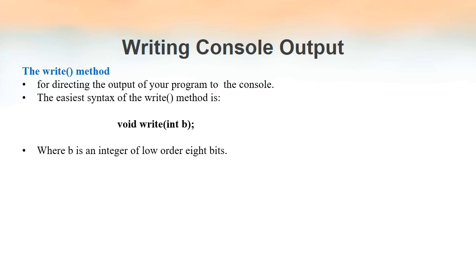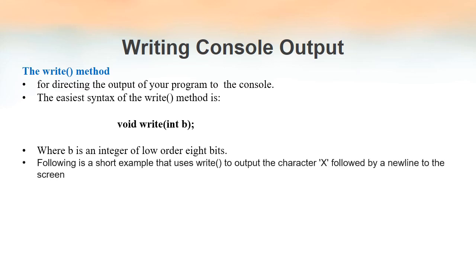For print and println, we'll be sending the text that has to be displayed on the screen, but for the write method we'll be sending the integer, the low order 8 bits that needs to be printed. We'll see an example of how to use this write method.